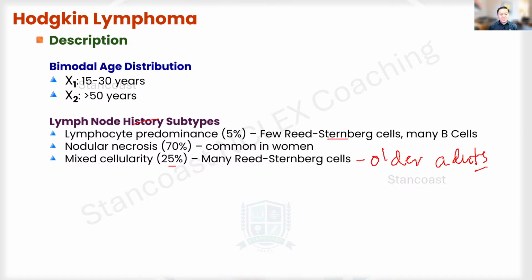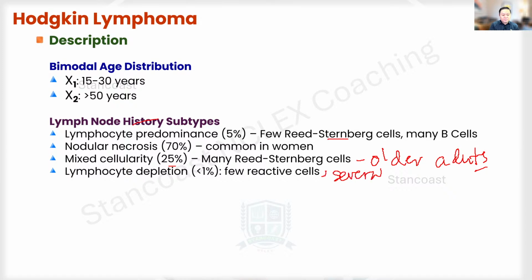Another subtype for Hodgkin lymphoma is the lymphocyte depletion, which is less than 1% of the cases. It simply means that there are few normal cells present, and there are many Reed-Sternberg cells. I'll show you real quick later on what that is, okay?